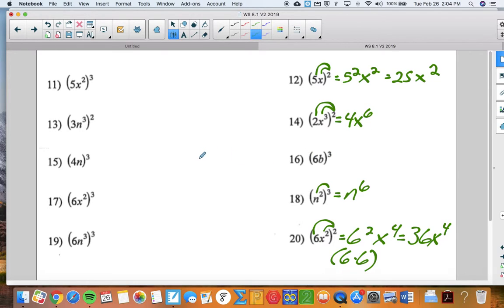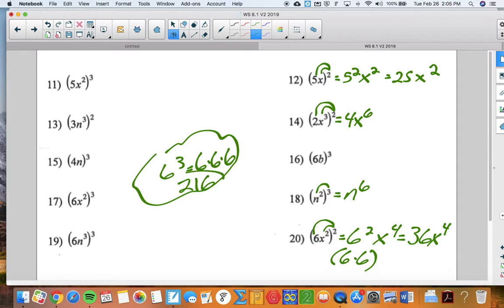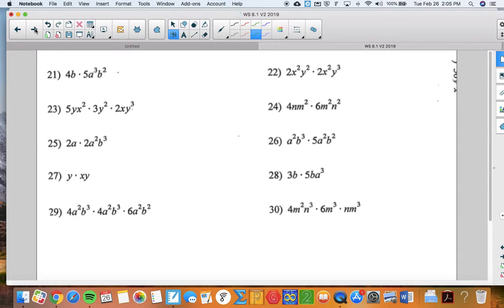By the way, if you're wondering, what is 6 to the power of 3? That's 6 times 6 times 6, which is 216. Whoop. Ooh, let's try some on the bottom.